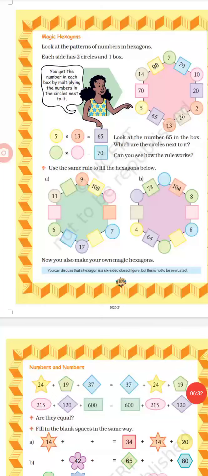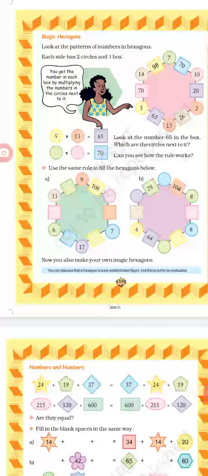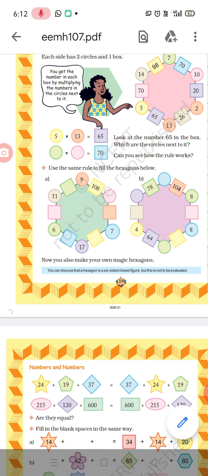ये नंबर्स जो है वो आगे पीछे दिए हुए, as if 24 is here on the left hand side, 24 is given first, and in the right hand side 24 is in between. Then 19 is written in between in the left hand side, and 19 is written at the last on the right hand side, and 37 is written on the left hand side at the last, and in the right hand side 37 is written at the first, right.